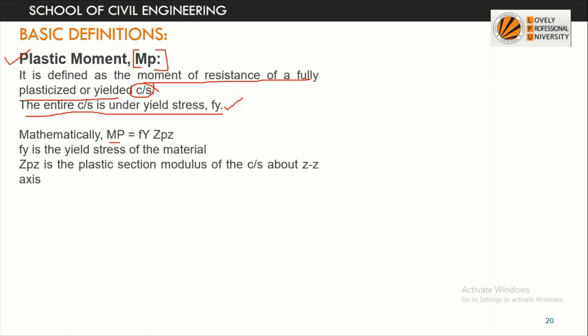Mathematically, Mp is equal to Fy into Zpz. So Fy is the yield stress and Zpz is the plastic section modulus. We will see what is plastic section modulus in the coming slides.